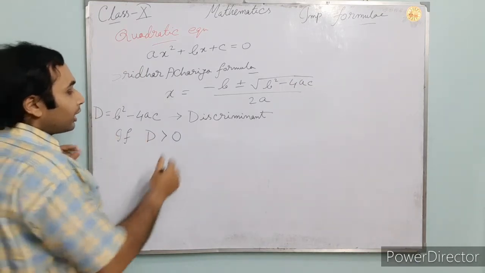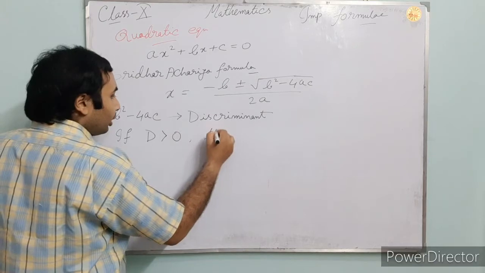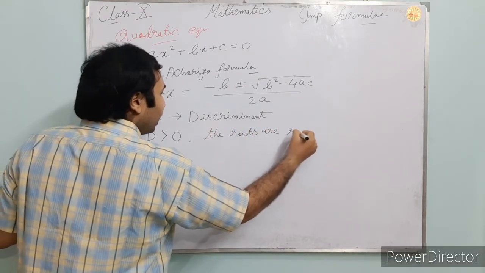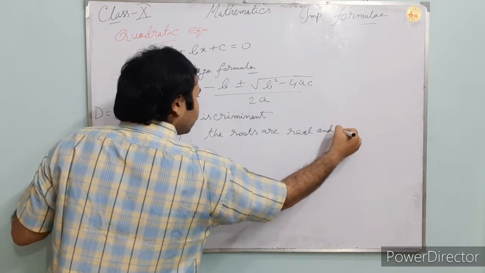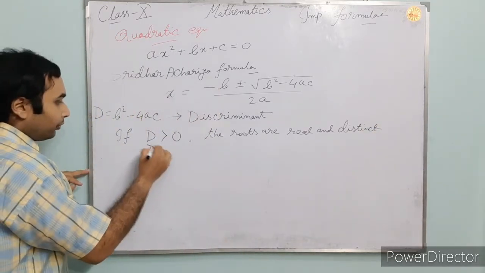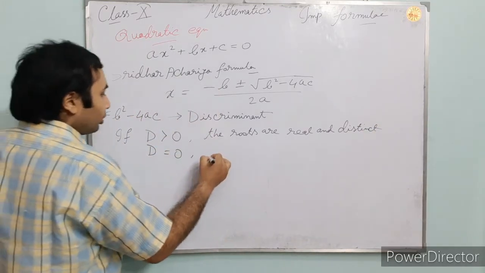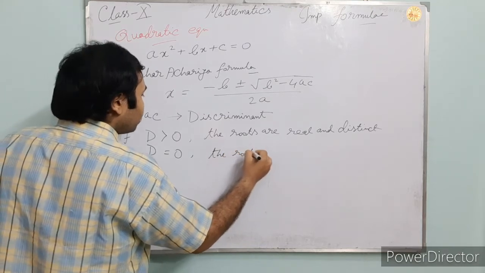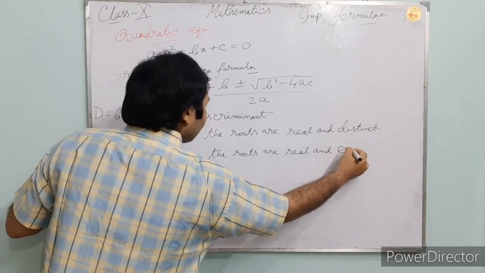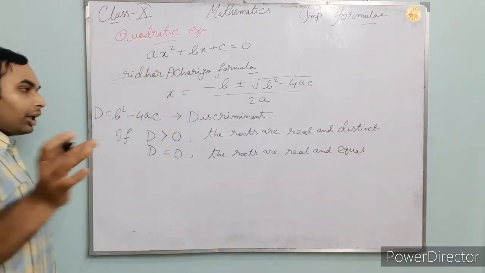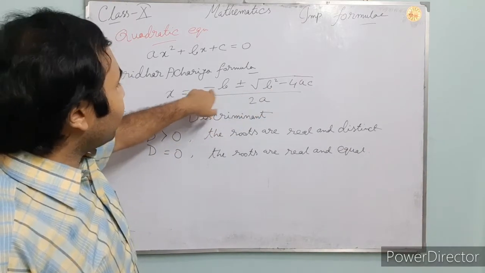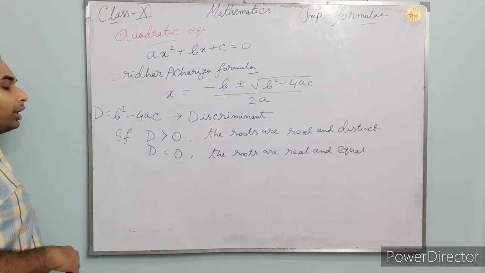So if D is greater than 0, then the roots are real and distinct. If D equals 0, the roots are real and equal. From here only you can find, if it is 0, then obviously what are the roots? Minus b by 2a. Both roots will be minus b by 2a.